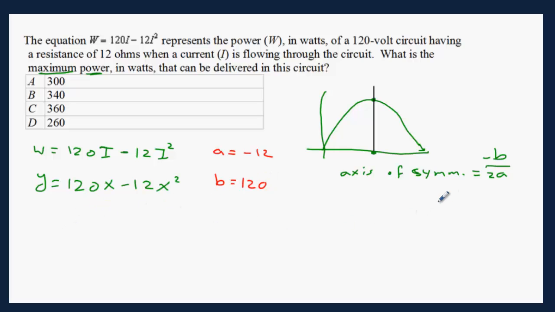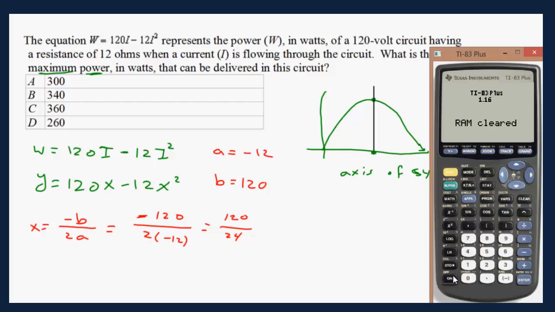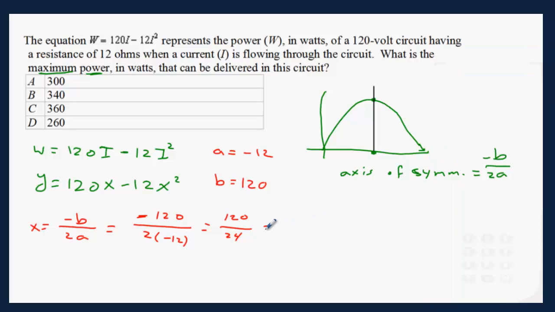Now, let's substitute into this formula, negative b over 2a. This is x equals that. That's going to be negative 120 over 2 times a, which is negative 12. That's the same as negative 120 over negative 24. Negative over negative is positive, and 2 times 12 is 24. Get your calculator. 120 divided by 24 is 5. So x equals 5. This is the axis of symmetry, or this value here.